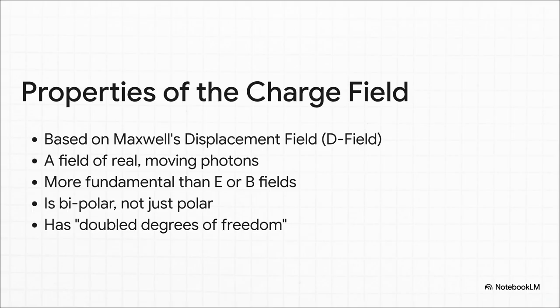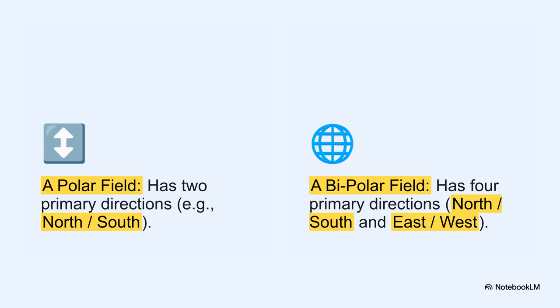Let's unpack what that means. This is a great way to picture it. A normal polar field, like your basic bar magnet, just has a north and a south. Two directions. But this proposed charge field is bipolar. It has four directions. It has a north-south component, but it also has an east-west component. This extra complexity, the author argues, is exactly what's needed to explain how things really work.